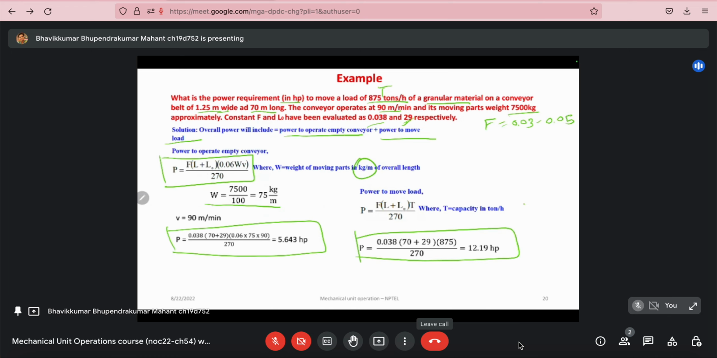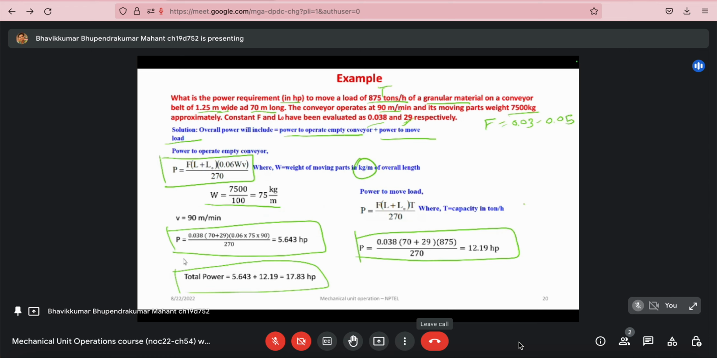Now what is the total power required? For that we just sum both powers, and whatever the answer is, that is our final answer. So this is a very common example. We just need to put the values into our predefined equations, which are mostly empirical in nature.